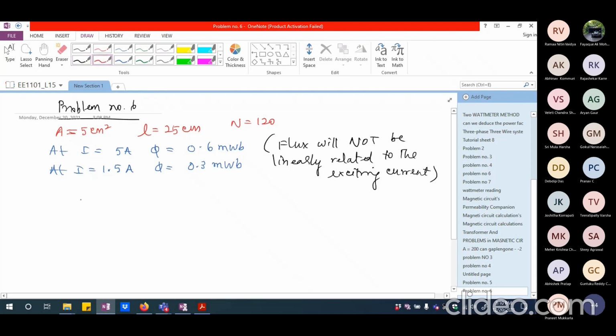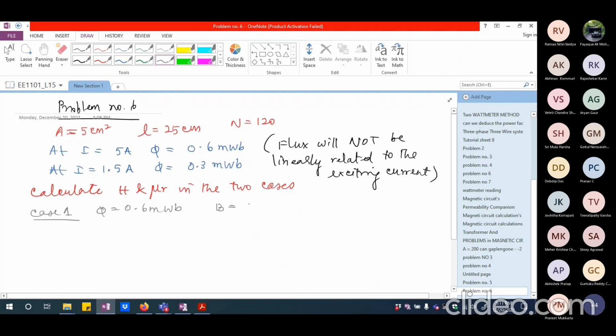Okay. So now in this particular case, these are the two values that are given. Now what is being asked is calculate H and mu r in the two cases. That is what is being asked. Okay. So if we neglect fringing and so on, in case 1, flux is 0.6 milliweber.